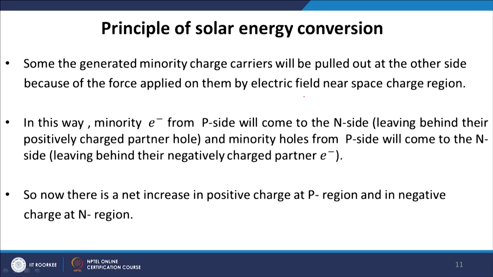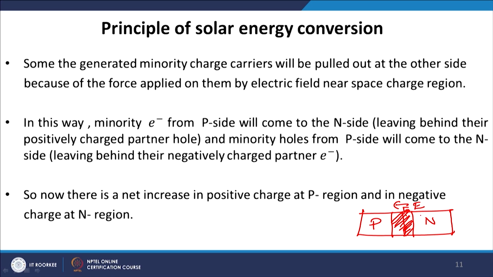The generated minority charge carriers will be pulled out at the other side because of the force applied to them by the electric field near the space charge region. So, if I draw a PN junction semiconductor diode like this, this side is my P side and this side is my N side, and we know that in between there is a depletion region. Whatever charge carriers have been generated in this shaded region will be swept out by the already existing electric field E. There is an electric field E in this depletion region, and it sweeps the charge carriers which have been created in the shaded regions.